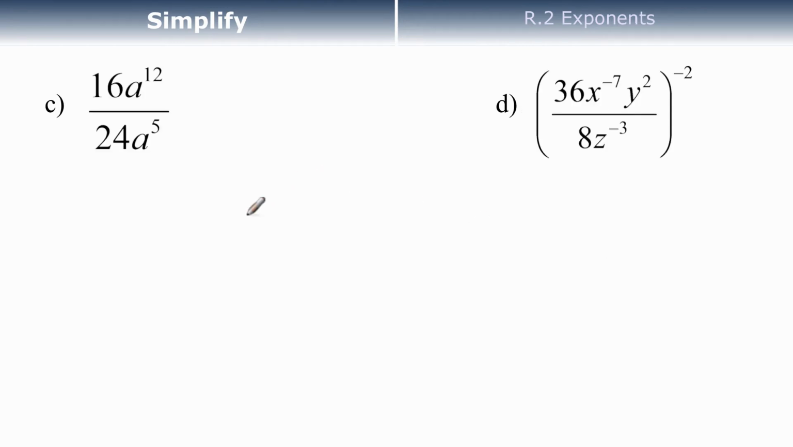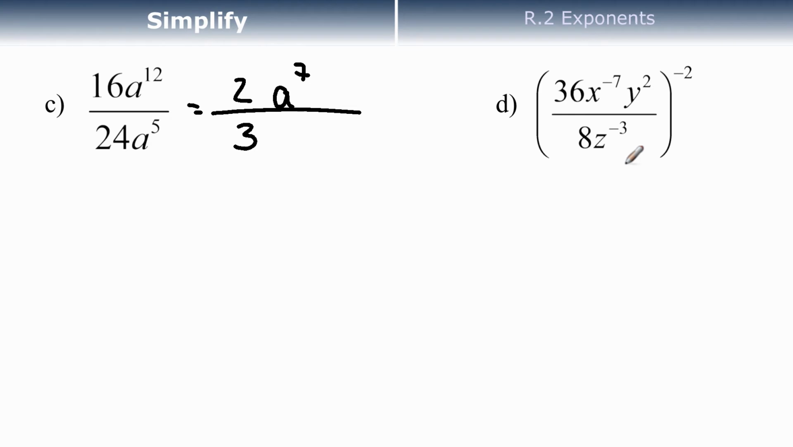Okay, a couple more. Okay, this is an interesting one. So 16 over 24, I could simplify those just as I would with a fraction. So 8 will go into 16 twice. 8 will go into 24 3 times. So I've just simplified those numbers. Then I have common bases, and I'm dividing, so I subtract their exponents. That'd be a to the 7th. That'd be the answer for that one.